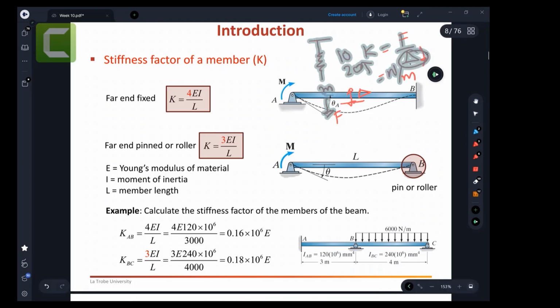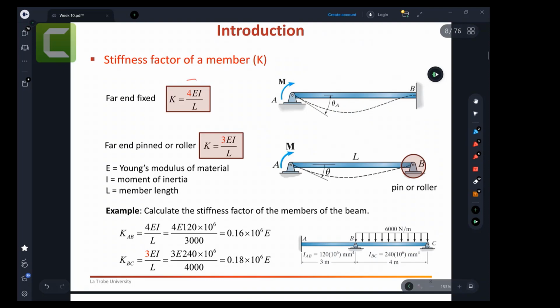Now, in that case, you will have these values. Now, K equal to 4EI on L. Right, now we have a beam. We don't have a spring, we have a beam.